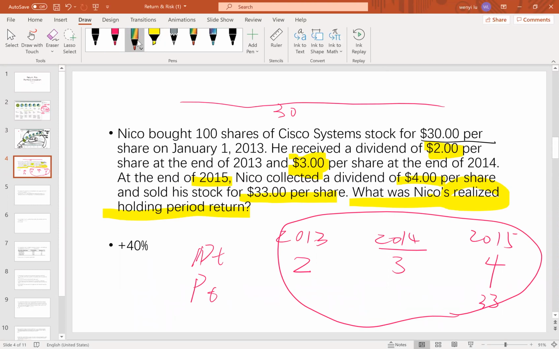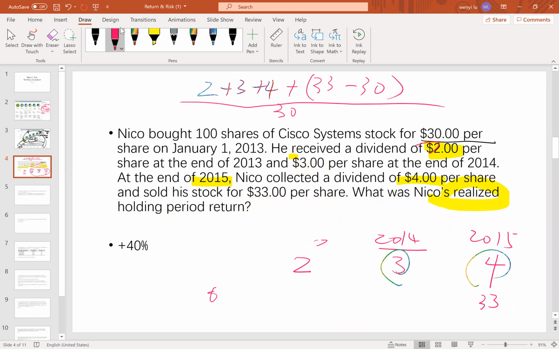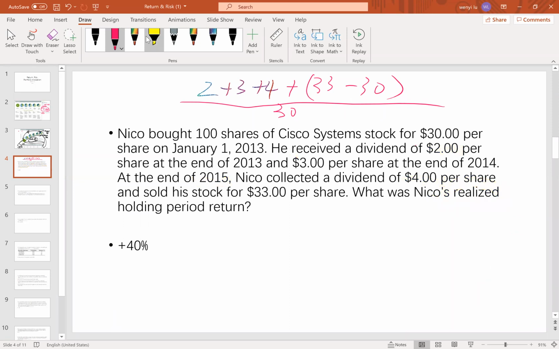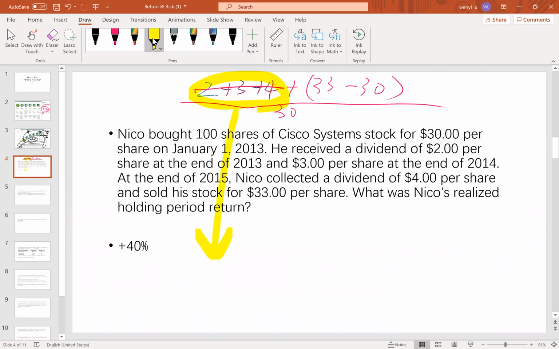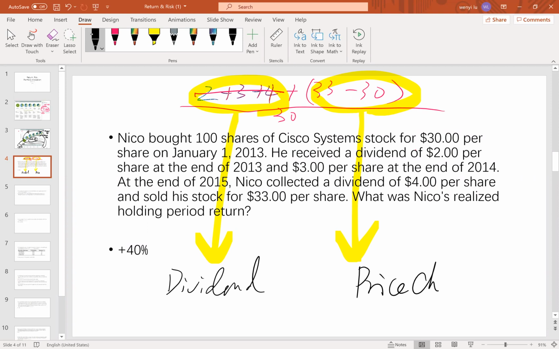And you can see here, how much dividend did she get? 2, 3, and 4. So 2 plus 3 plus 4, that's the total dividend. And she also enjoyed price appreciation over these 3 years, from 30 to $33, 33 minus 30. So her return actually comes from two parts. One is from dividend, one is from price change. This part is called our dividend yield, this is from the dividend. And this part is from the price change.